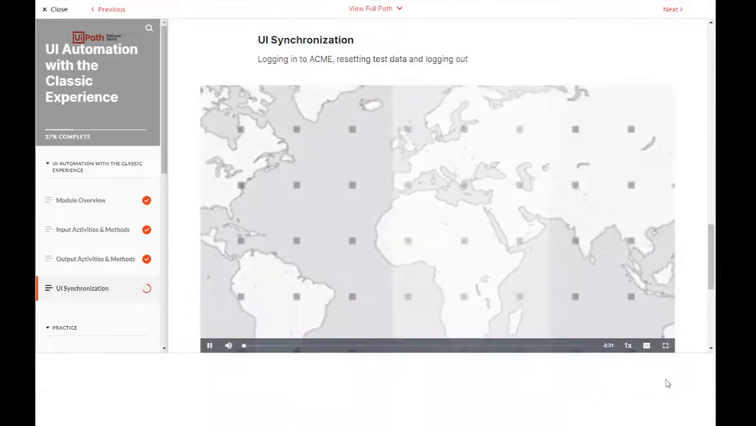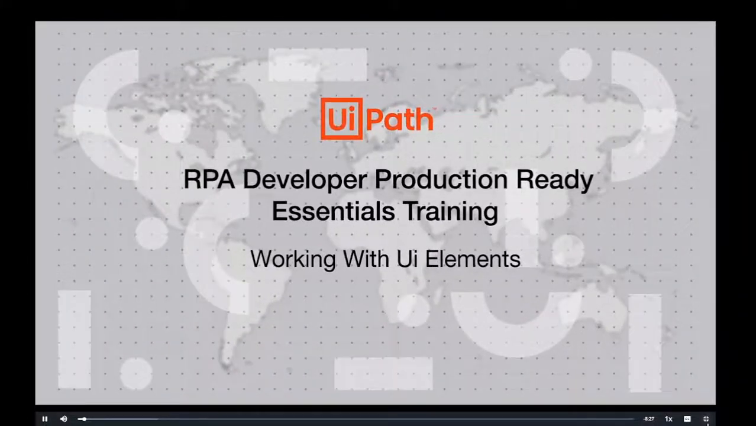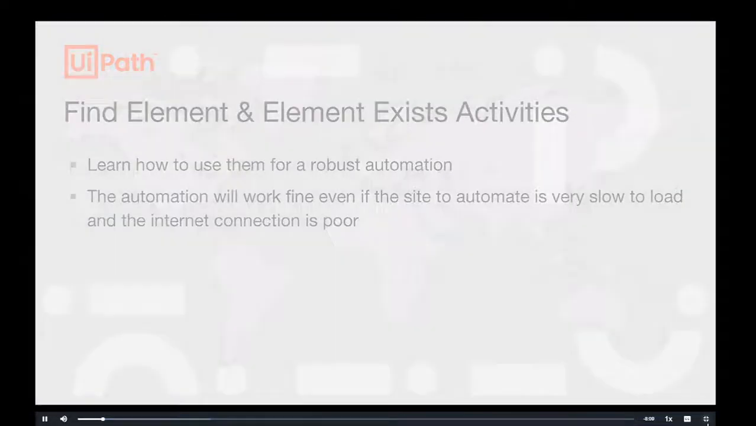Hello and welcome back to the RPA Developer Production Ready Essentials training. In this tutorial, we're going to learn about Find Element and Element Exists activities and learn how to use them for a robust automation. This means that the automation will work fine even if the site to automate is very slow to load and the internet connection is poor.